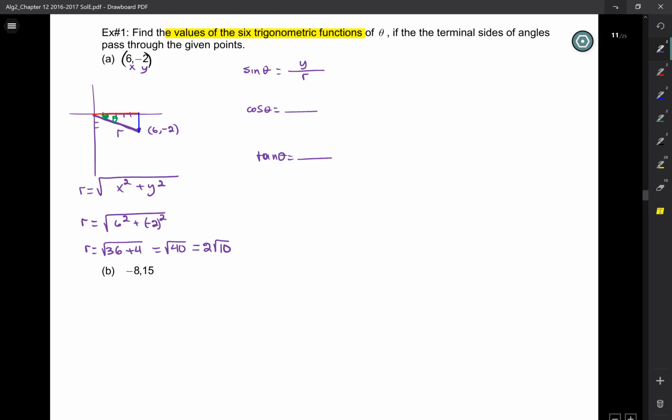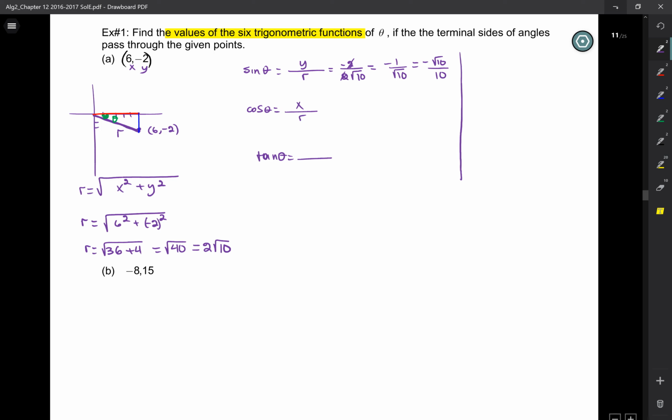Now, if it's y over r, what's the y coordinate? If my coordinates are 6, negative 2, the y coordinate is negative 2 over 2 root 10. This is negative 1 over root 10. This is negative root 10 over 10. Okay?